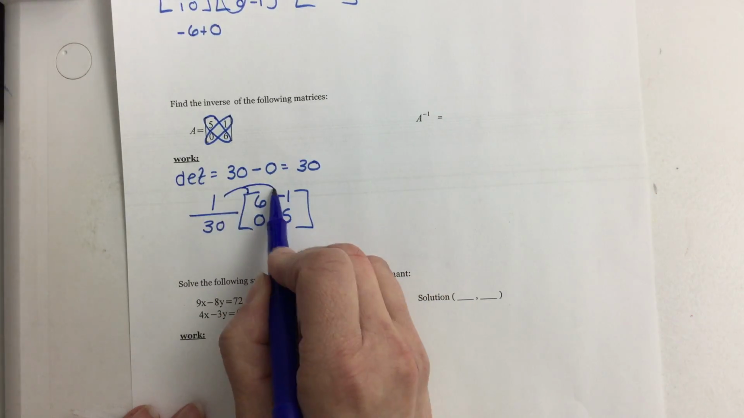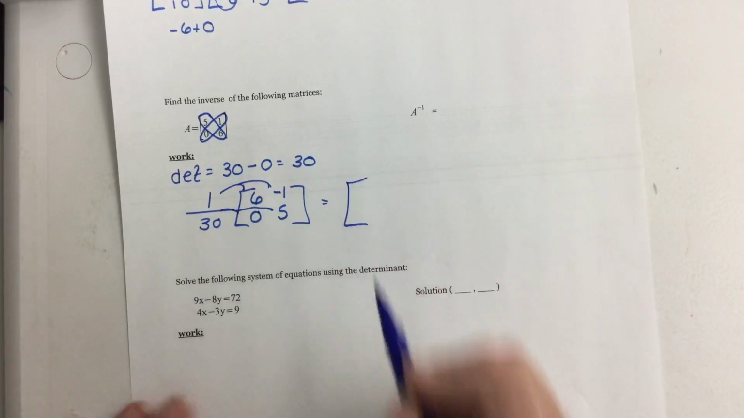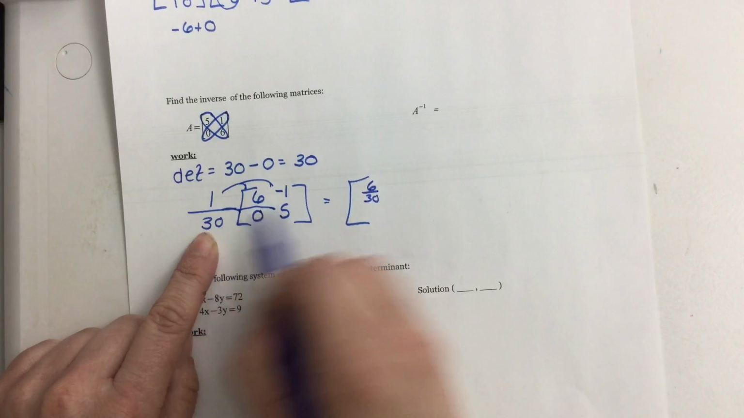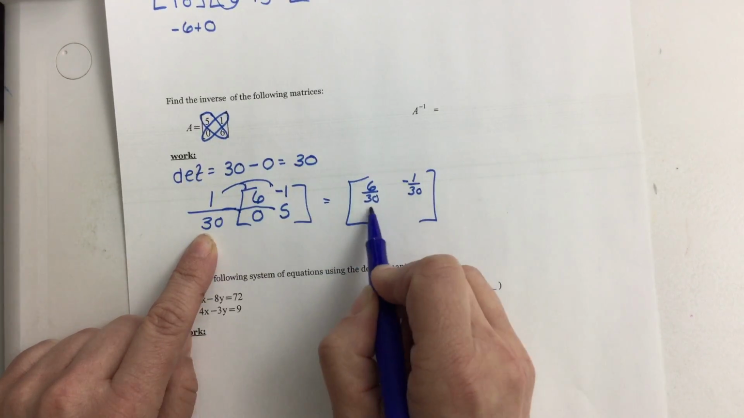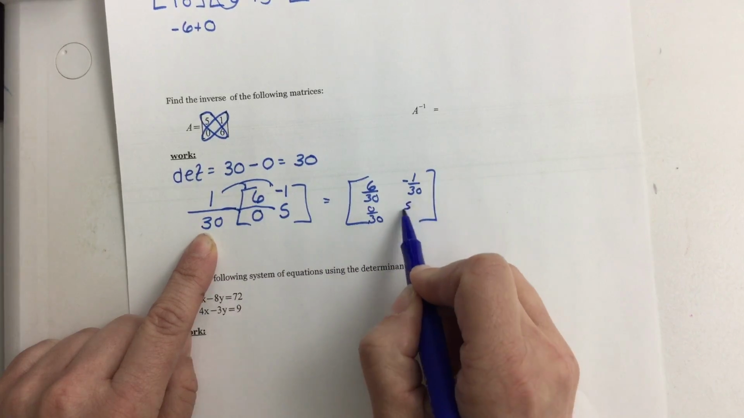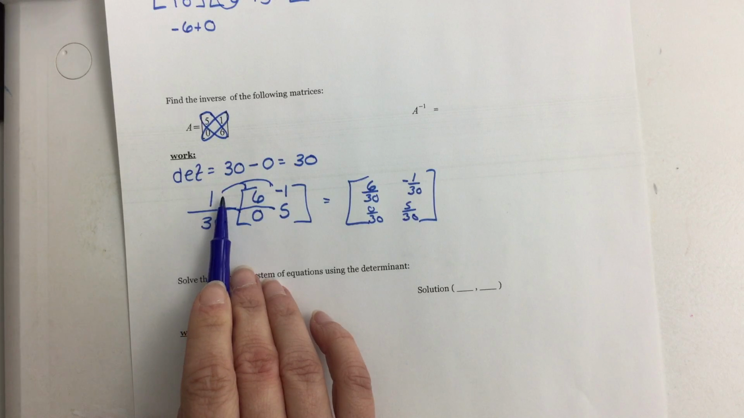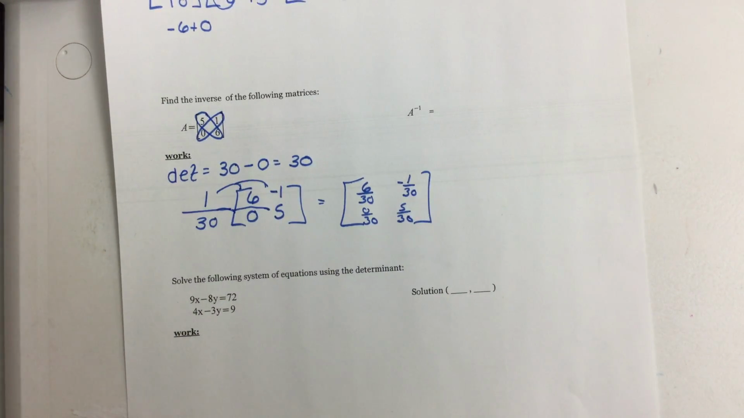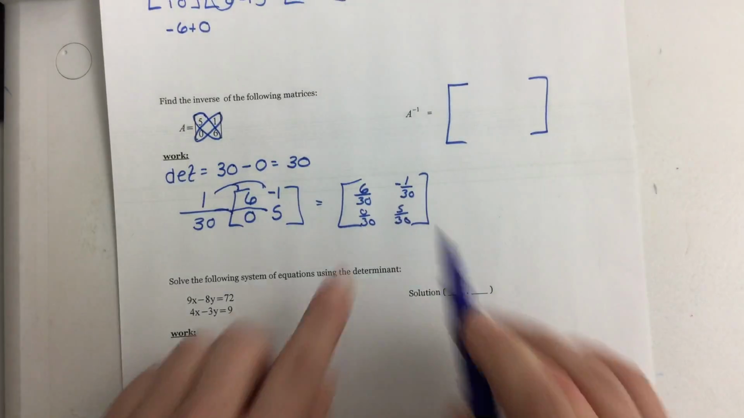Now what you're doing is you are giving all of these values a denominator of 30. So this ends up being 6 over 30. This ends up being negative 1 over 30, 0 over 30, and 5 over 30. When you multiply something by a fraction where there's a 1 on the top, what you're doing is giving all of the other values the denominator. So your inverse, we just have to go ahead and simplify.